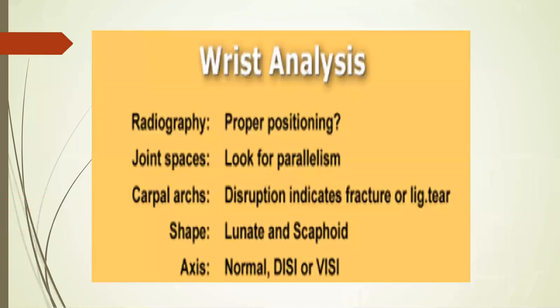What do you want regarding wrist analysis to assess if the wrist is stable or not? Start with positioning. Is it proper or not? The joint spaces: look for parallelism and symmetry. And the carpal arches: assess if there is any disruption indicating fracture or ligament tear. And also the shape of carpal bones, especially the lunate and scaphoid bone. And the axis of carpal bones, whether normal or dorsal instability or volar instability.